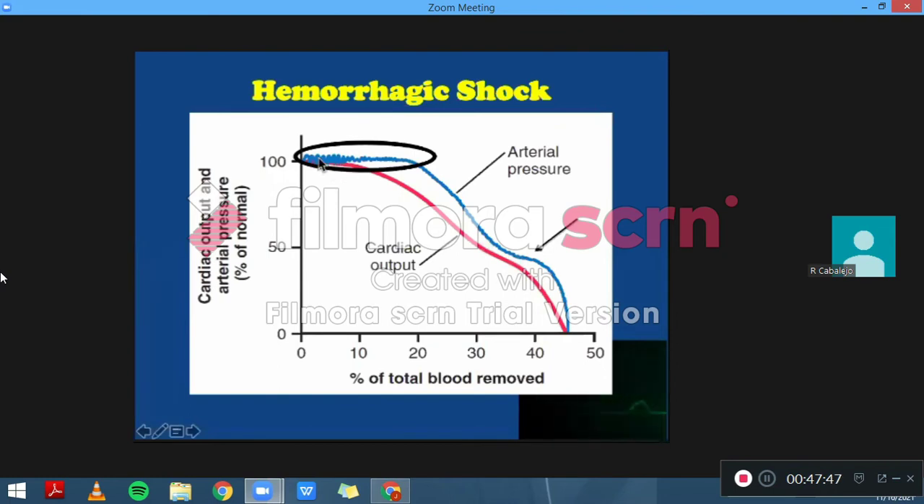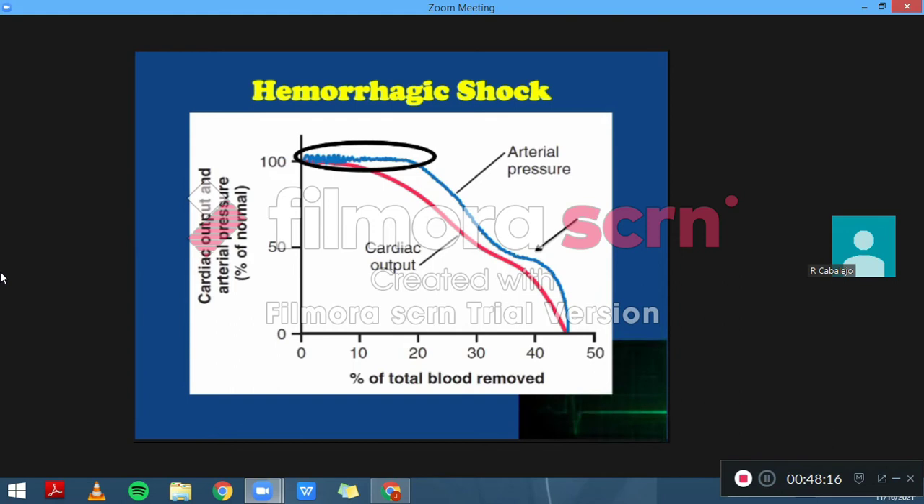So your BP can be preserved longer than your cardiac output, even at the same amount of bleeding. The reason for this is that your sympathetic reflexes are more geared towards maintaining arterial pressure than maintaining your cardiac output. Remember that. They increase arterial pressure mainly by increasing total peripheral resistance, which has no beneficial effect on your cardiac output.